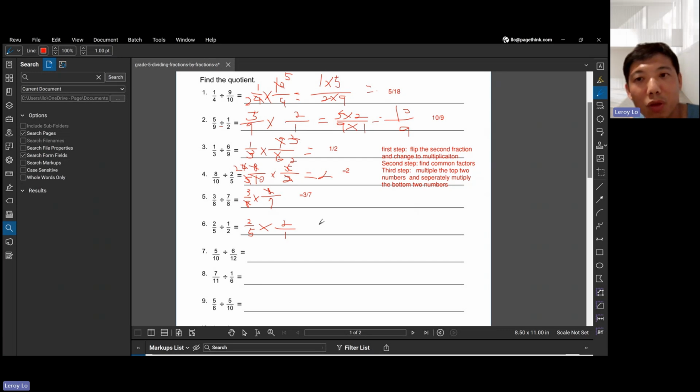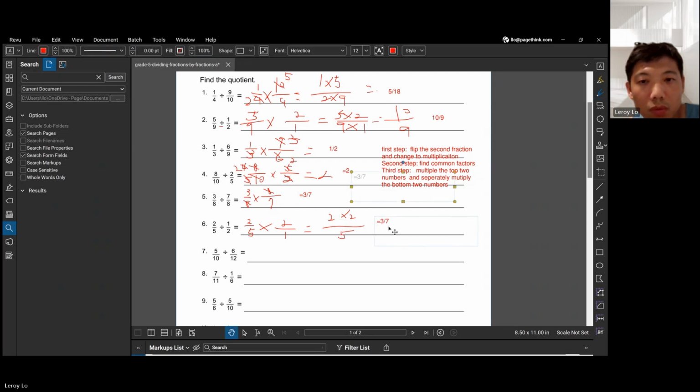The third step will be to multiply the top two numbers, and then separately multiply the bottom two numbers. So 2 times 2 is 4, and 5 times 1 is 5. So 4 over 5 for this. Okay, next one. Good job, guys.